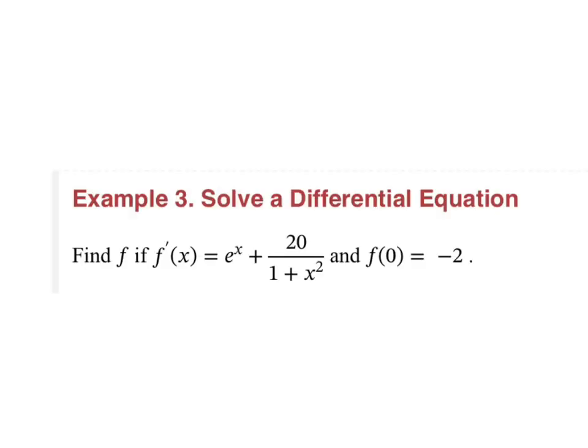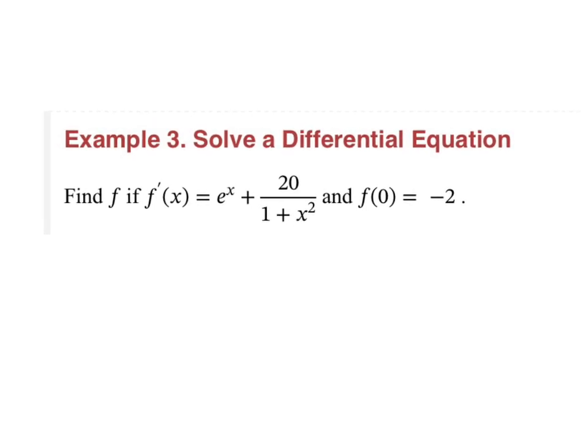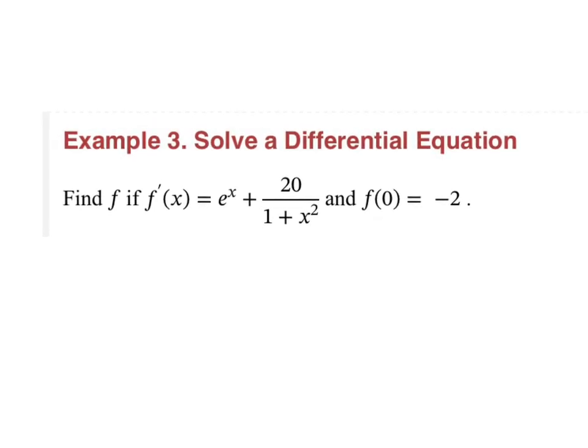Let's go on. All right, example 3. It says solve a differential equation. Find f. If f prime of x equals e to the x plus 20 over 1 plus x squared, and f of 0 equals negative 2. That's what we call an initial condition.